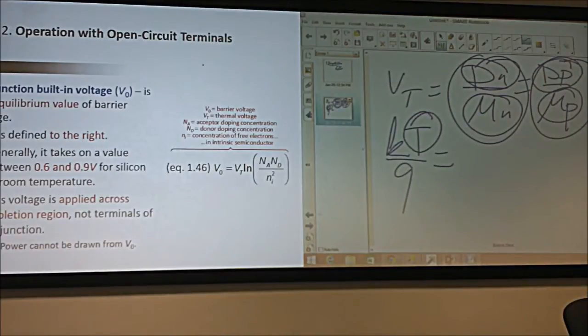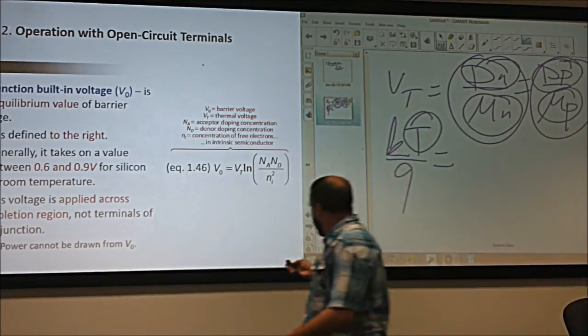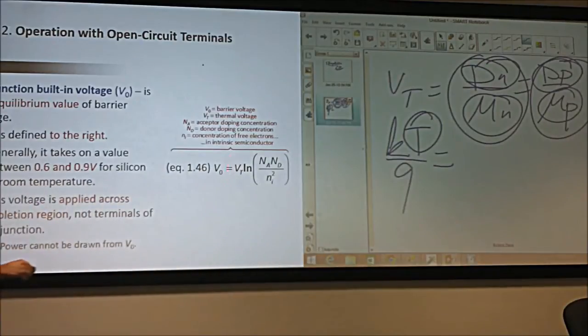Now back to our business. Our business says the following. V0 is equal to Vt times the natural logarithm of Na, the acceptor density, times Nd, the donor density, divided by Ni squared. One of you was clever enough to watch the video and answer the question that I'm going to ask you now.